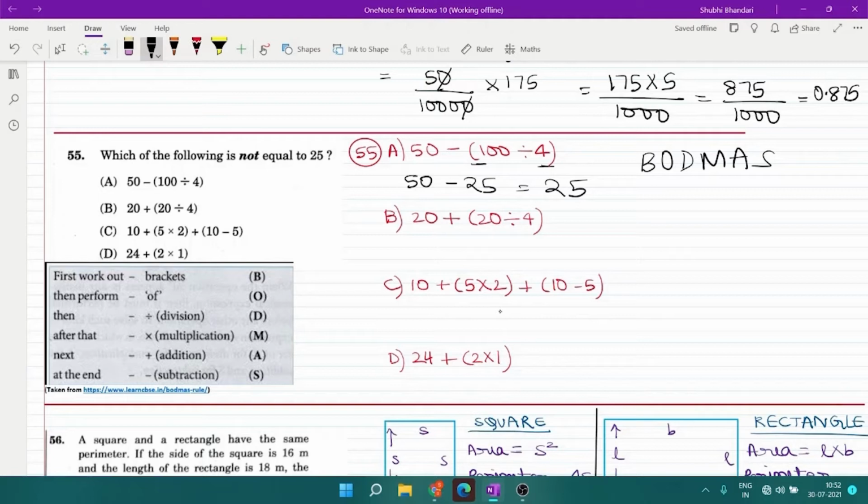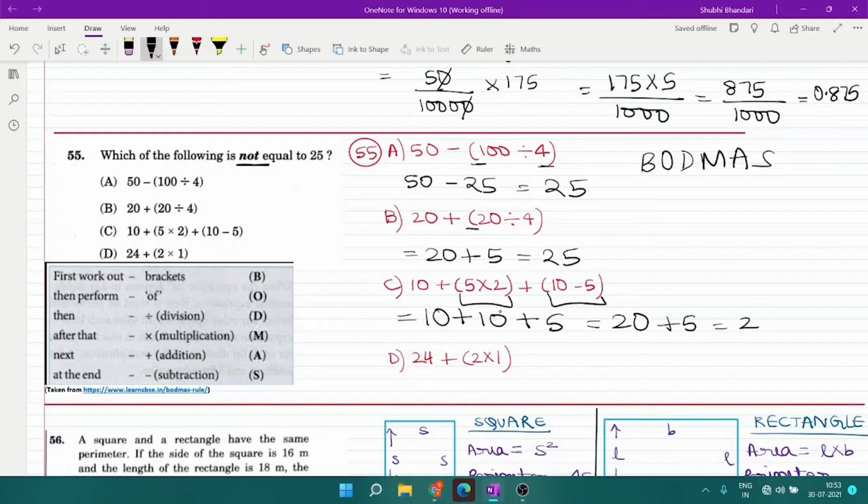Our question is which of these is not equal to 25. So now let's move on to B: 20 plus, in brackets, 20 divided by 4. Since we have to solve brackets first, 20 divided by 4 is 5. So 20 plus 5 is 25. Moving on to option C. Again solving brackets, 10 plus, let's solve brackets, 5 into 2, which is 10, minus 5, which is 5. So this becomes 20 plus 5, which is 25.